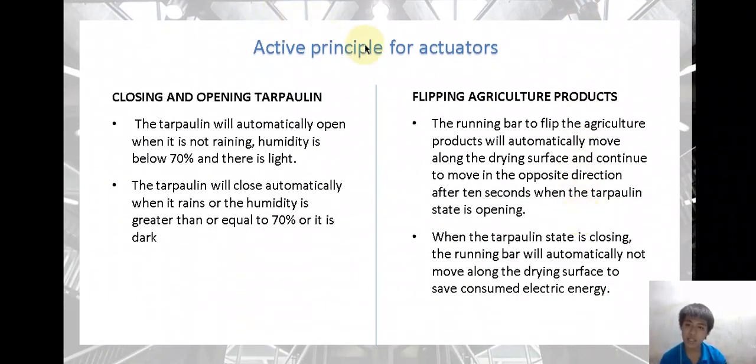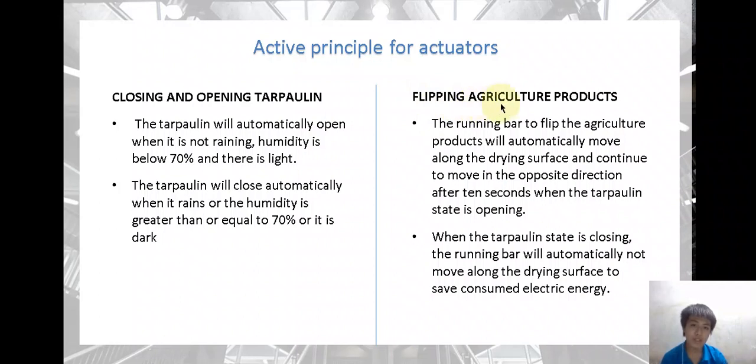About the operating principle for the actuators, we consider the tarpaulin system. The tarpaulin will automatically open when it is not raining, or the humidity is below 70%, or the light around the system is bright. And if the weather is rainy, or the humidity is greater than or equal to 70%, or the light around the system is dark, the tarpaulin will close.